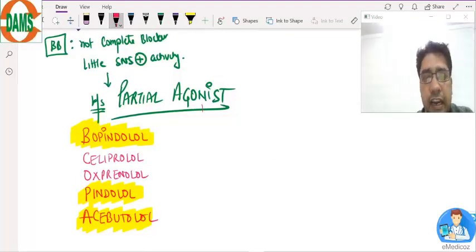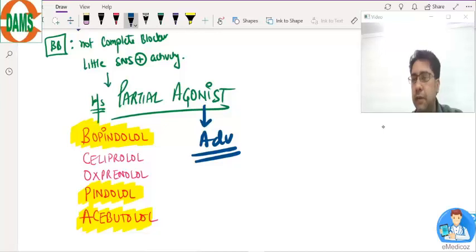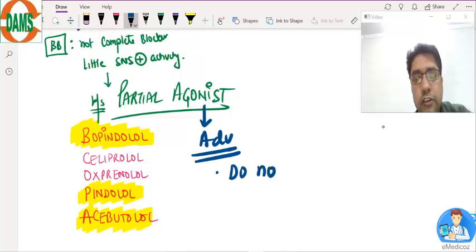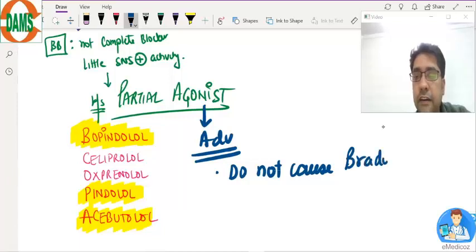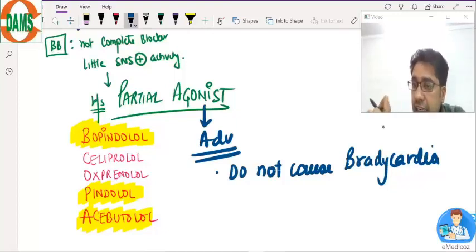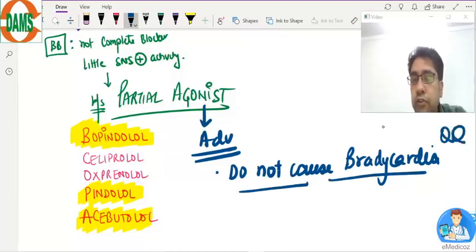Can you tell me one great advantage of these beta blockers? The great advantage is they are not complete blockers. Because they have a little bit of stimulant activity, these beta blockers do not produce bradycardia. I hope it's making sense to you.